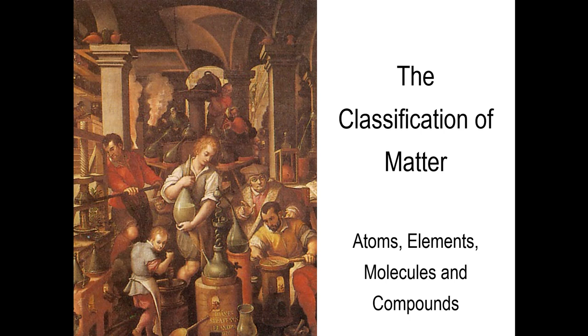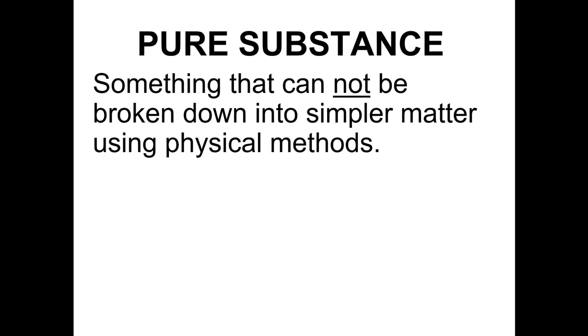Classification of matter. We'll discuss atoms, elements, molecules, and compounds. So you have a pure substance, and it's basically something that cannot be broken down into smaller particles using physical methods, such as heat or hammers, anything that breaks into smaller pieces. Like take a piece of paper and cut it into small pieces.